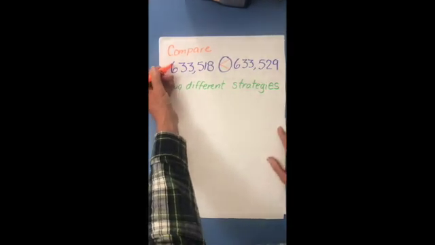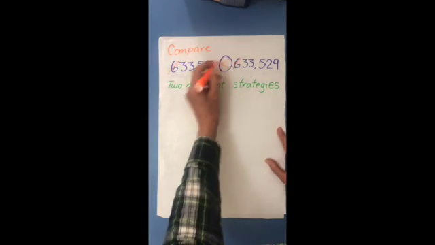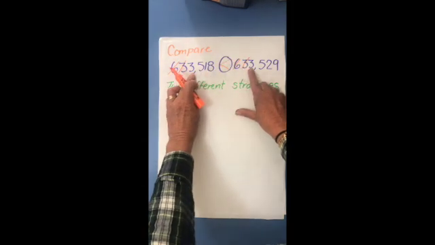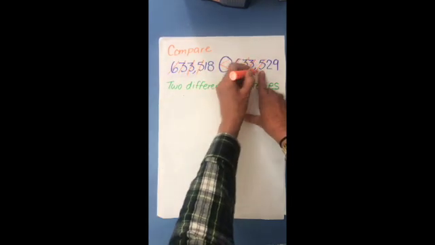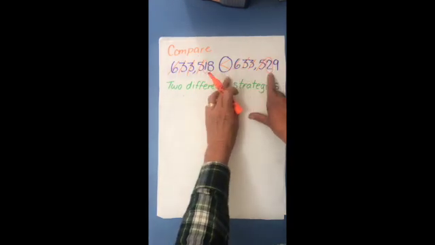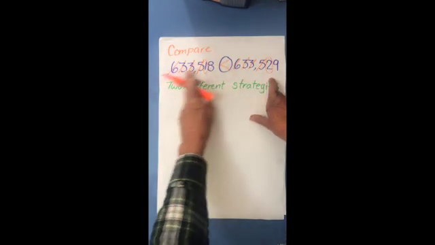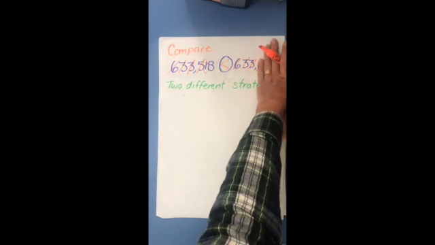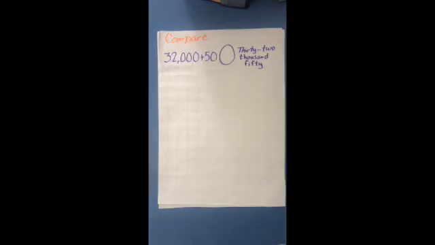So I start in the largest place value. So it's 6, same, same, same, same. The 10,000s place, same, same. The 1,000s place, same, same. The hundreds place, same, same. The tens place, different, different. And then the alligator is going to eat the bigger number. And then I've got my answer. So 633,518 is less than 633,529. Okay, all right, let's do the next problem.